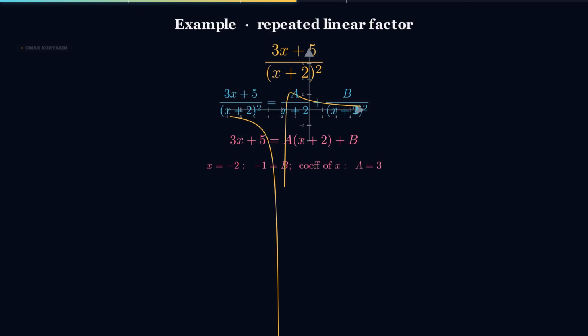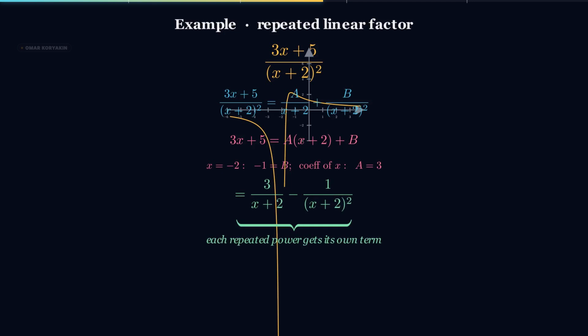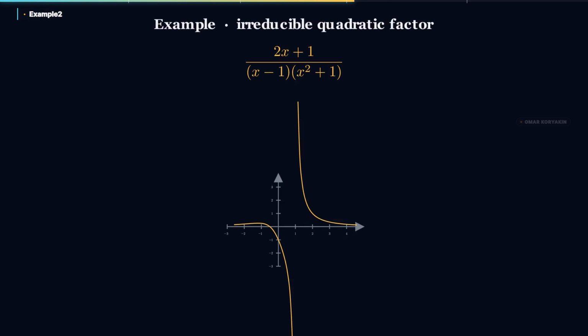Substitute x equals negative 2 to read b directly. 3 times negative 2 plus 5 equals negative 1, and the right side reduces to just b, so b equals negative 1. Match coefficients of x to find a: 3 equals a, so a equals 3. Write the decomposition. The expression equals 3 over x plus 2 minus 1 over x plus 2 squared. Each repeated power of the linear factor gets its own term, and the constants land directly from the substitute and match procedure.